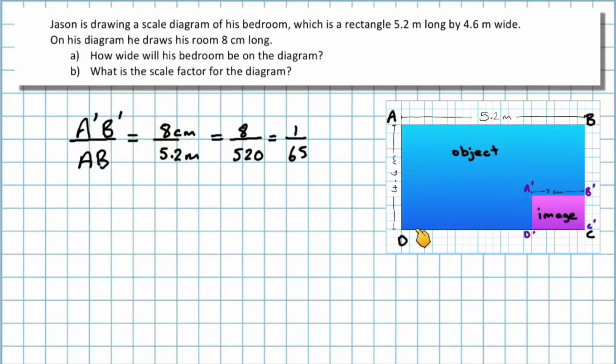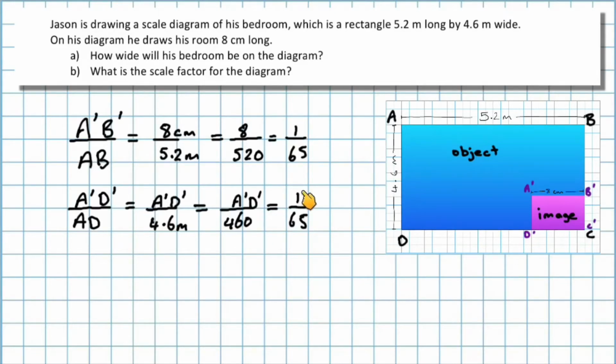Now if these two rectangles are similar, then they have to have the same length ratio. We know that the length ratio between the object and the image is 1 over 65. So that should be true for this corresponding length as well. So A dash D dash over AD. Now I don't know what A dash D dash is, but I do know that the width of the room is 4.6 meters. Like before, I'm going to convert that to centimeters so we have the same units of measure.